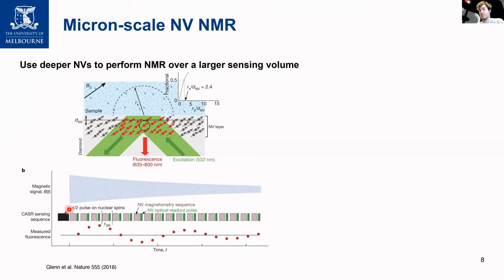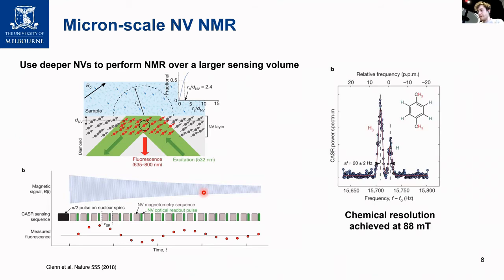And the advantage here is that you're not just limited by your NV T2 now, you're limited by the nuclear T2 star, which if you choose an appropriate sample like a liquid, can be much, much longer, order seconds at room temperature. And so this gives you the potential to get much better spectral resolution. And they were able to demonstrate in this work a couple of years ago that at what in NMR terms is quite a low magnetic field of 90 millitesla, they achieved chemical resolution. So this is a reasonably promising technique and an appealing niche for us to work with.